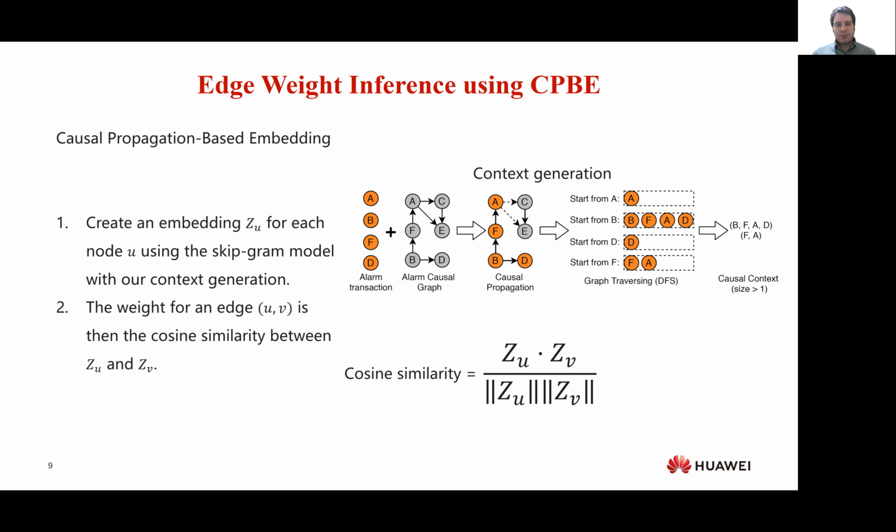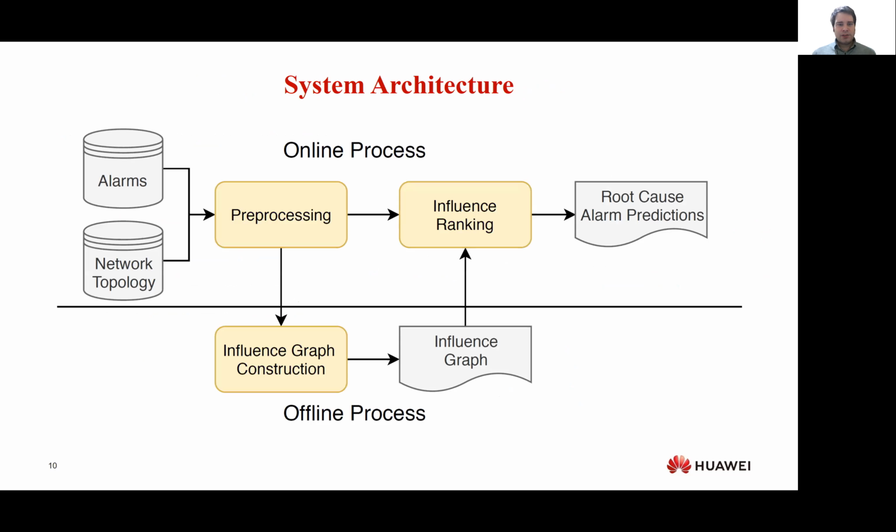Then, following the skip-gram model, we train a small neural network to learn node embeddings using the generated context as the input. And in this way, we can obtain an embedding vector for each node. And now we simply set the weight between 2 nodes that are connected with an edge to be the cosine similarity of their respective embeddings. Now we have created our alarm influence graph, and the next step is to deploy the graph and use it in the system to rank the alarms, and then make the root cause alarm predictions when a failure occurs. So let's take a closer look at how the influence ranking is done.